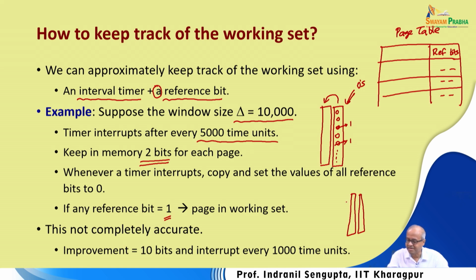Now here I check these two bits. If both are zeros, it means over the last 10,000 time units this page was not accessed. But if it is either 0 1, 1 0 or 1 1, it means this page was accessed. So any non-zero value of the reference bits will indicate that the page should be in the working set.